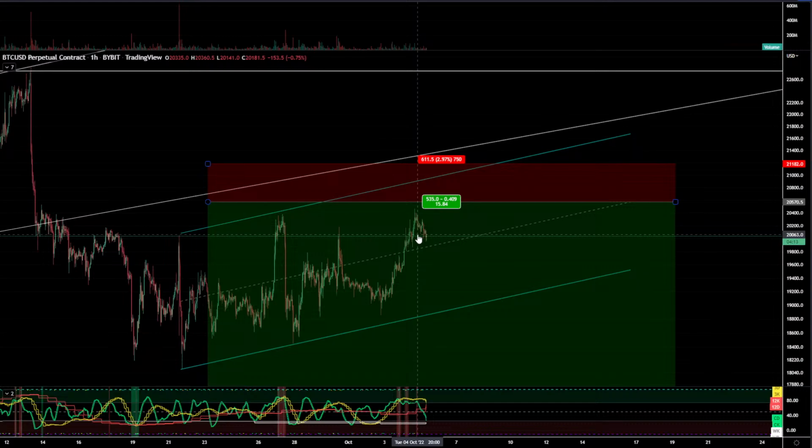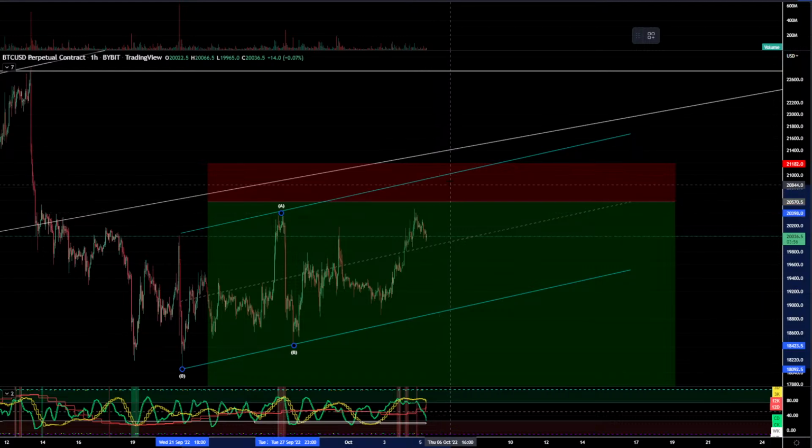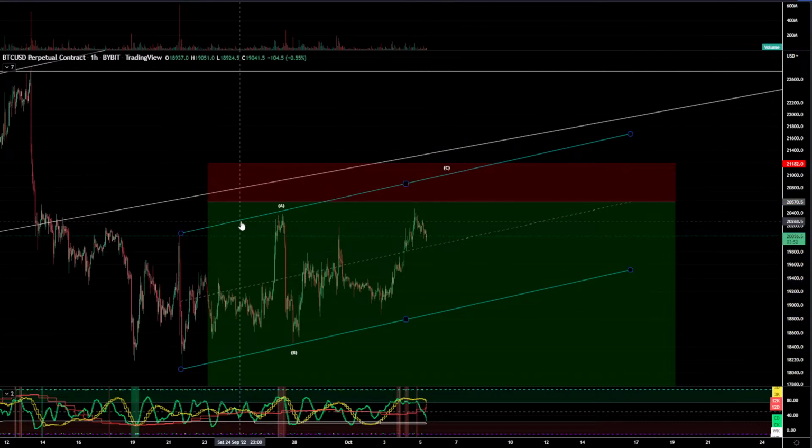And then if it goes back up, I'm still going to be looking for a move up here, potentially a little bit higher, because of this channel that I've got. Looking at this channel from the low here, I see the potential for an A, B, and then A, B, working on that C, which could go up to 21,000 at this point.